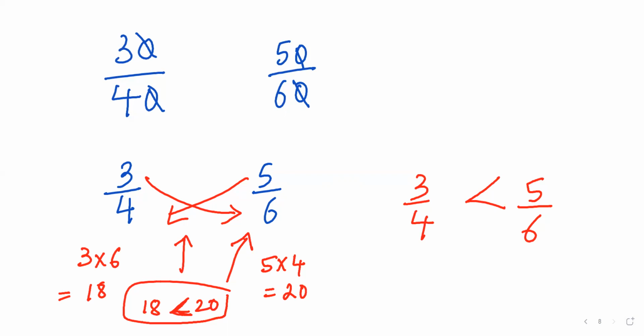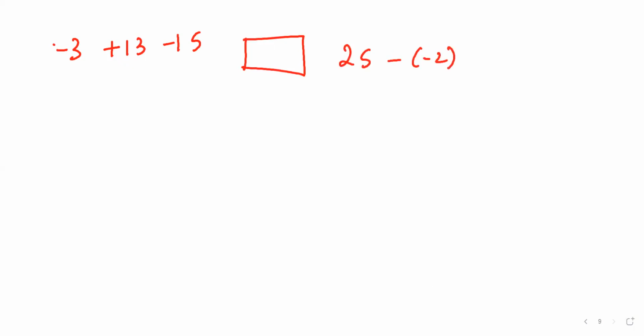Let's say I'll give you two expressions. I'll give you an expression like -3 plus 13 and -15. And I'll put a big box here because you have to put the symbol of comparison, whether greater than, less than, or equal to. And on the right side, you have an expression like 25 - (-2) plus -33.